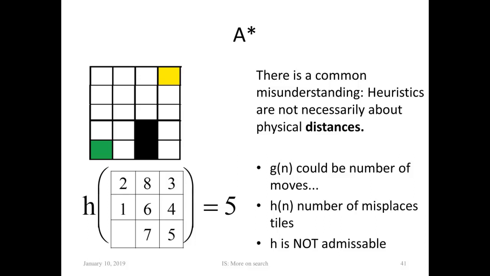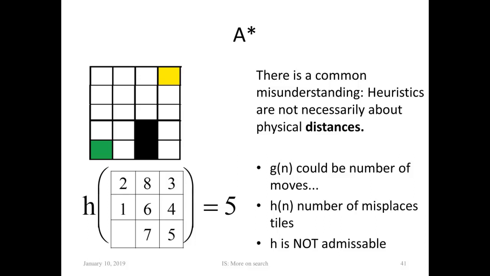The problem here is that if I use this combination, so if Hn is the number of misplaced tiles, then this heuristic is not admissible, because there is in principle no relation between the true distance and the number of misplaced tiles. So there could be an example where I have loads of misplaced tiles, but still the number of moves is smaller. So that the heuristic overestimates the number of moves that I would have to take.